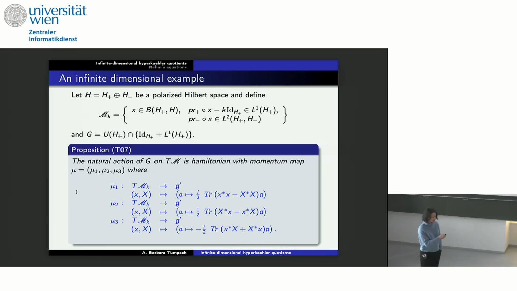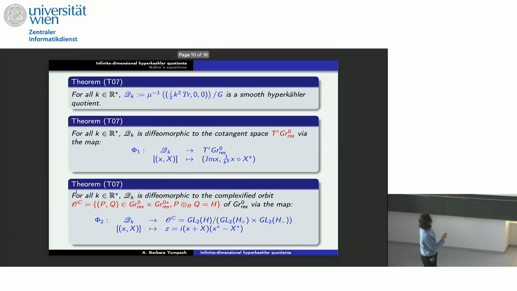It's relevant because at the end, what you get here is that this quotient can be identified with very natural manifolds that we know in very different ways. So the first identification that you get is that this quotient space is diffeomorphic to the cotangent space of the connected component of the restricted Grassmannian containing H+.